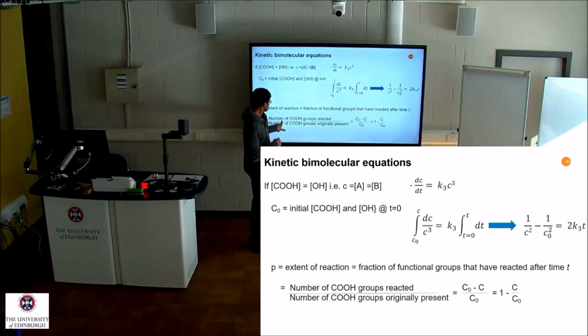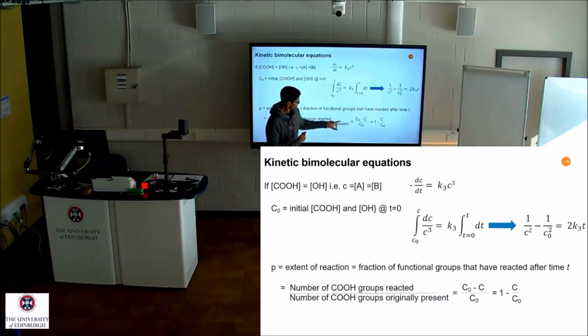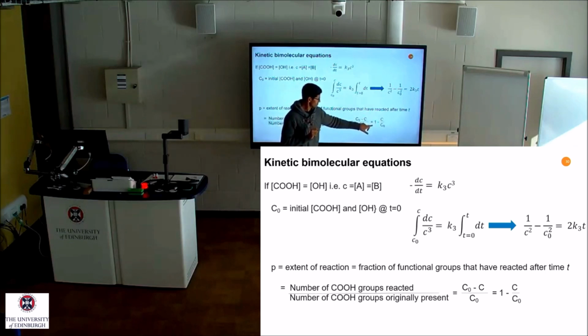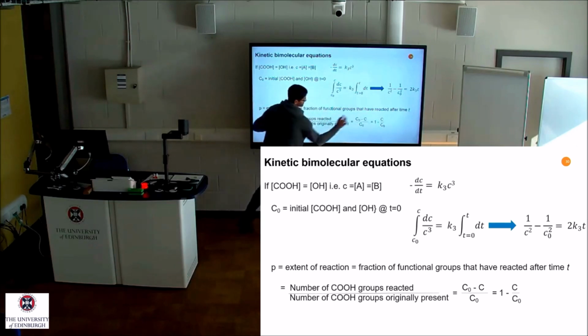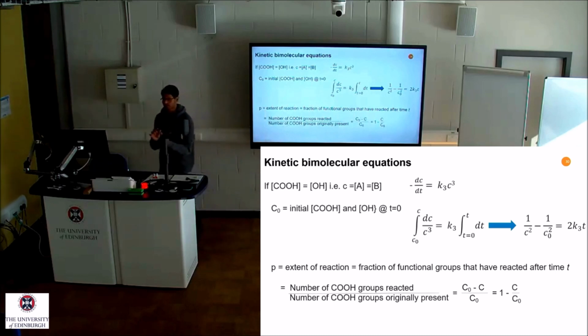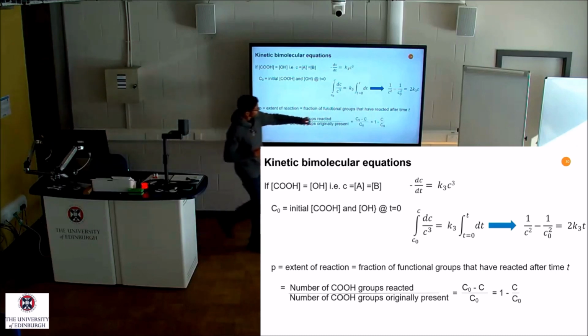This one is called number of carboxylic acid group reacted. So I can also write it as C0 minus C, so that means the C is the unreacted one, and you are actually looking for the unreacted one, right? So if I deduce further, it's 1 minus C by C0, and you just have to remember P is equal to 1 minus C by C0, and that one you are going to put inside this equation.